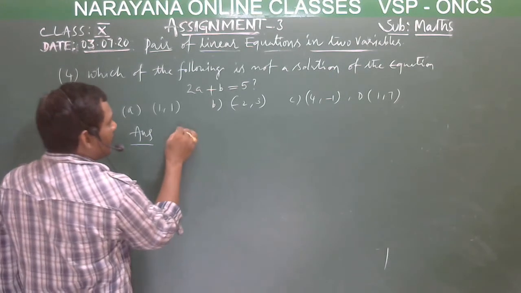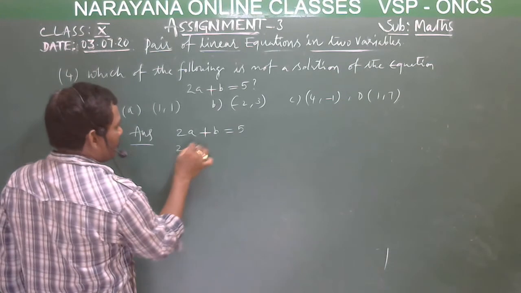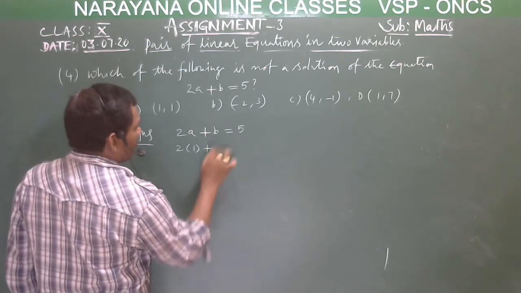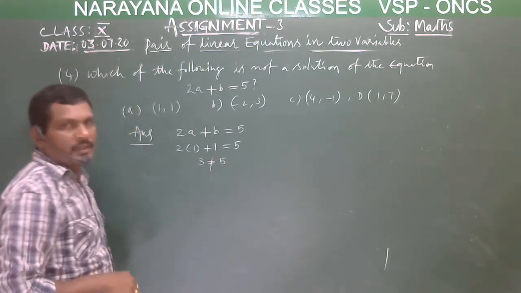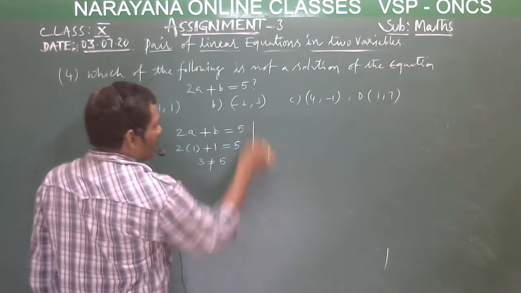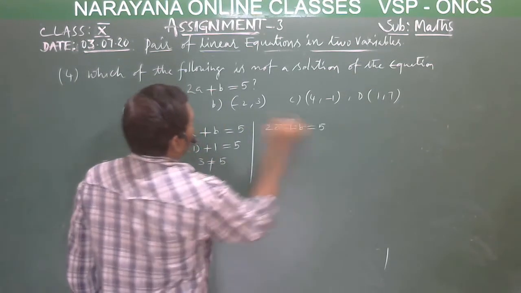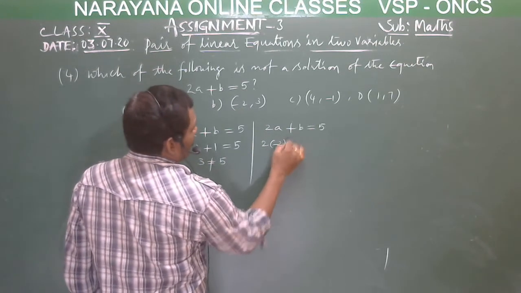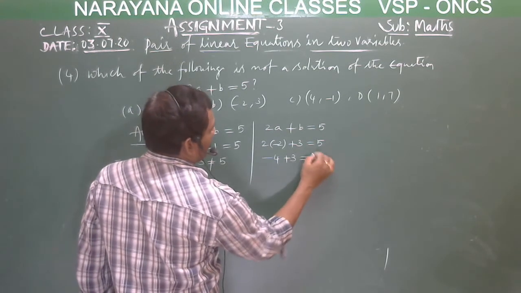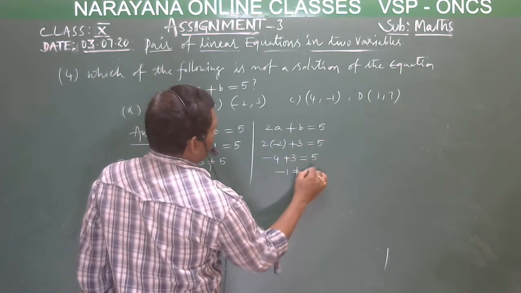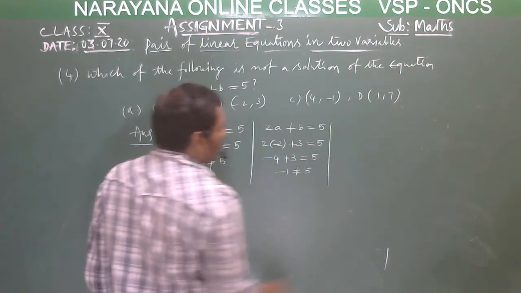First one, substituting in 2a plus b equal to 5, a value 1, 2 into 1 plus 1 equal to 5, so 3 equal to 5 means it's not equal, it's not a solution. So next one, minus 2 a value, plus b value 3 equal to 5, minus 4 plus 3 equal to 5, minus 1 is not equal to 5. It is also not a solution.